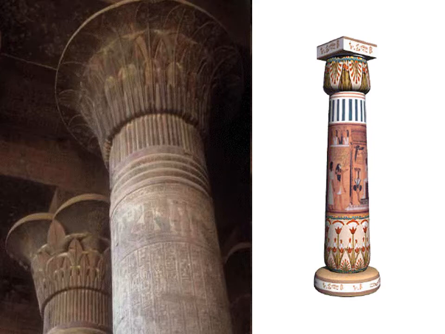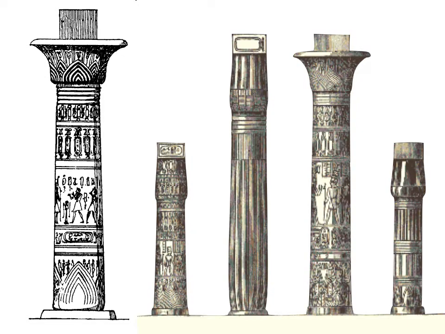So the capital, or the top of the column, is really distinct in Egyptian. There's a couple different kinds here, and they're all kind of made to look like flowers which grow along the Nile, either the lotus blossom or the papyrus plant.